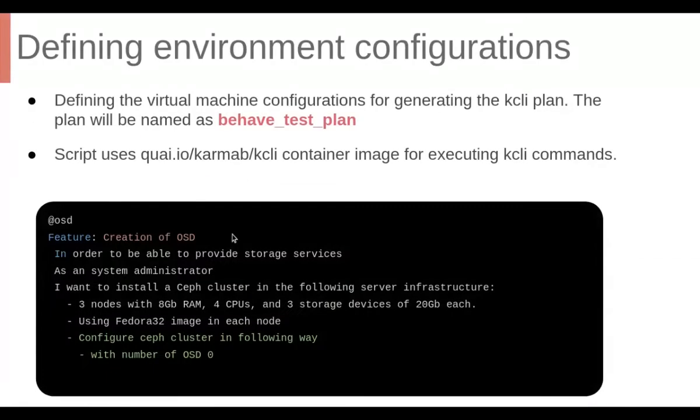Looking into defining the environment config, the user will define the environment configuration where the test scenarios should be executed. In this example, we have 3 nodes with 4 gigs of RAM and 4 CPUs, and it uses a Fedora 32 image to create an environment to run specific tests. The KCLI plan will be created under the behave test plan, and it also uses the KCLI container to execute any KCLI commands.